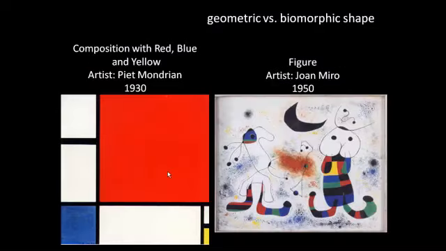Now, the good news about shape is that shape is really similar to line, so I don't really need to go into a lot of depth with this slide because many of the things that I said about line, they are the same about shape because shapes are made from lines. So if you look at this piece here on the left by Mondrian, this is an example of an artwork that is comprised of geometric shapes.